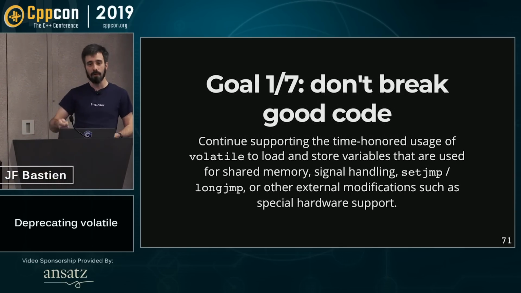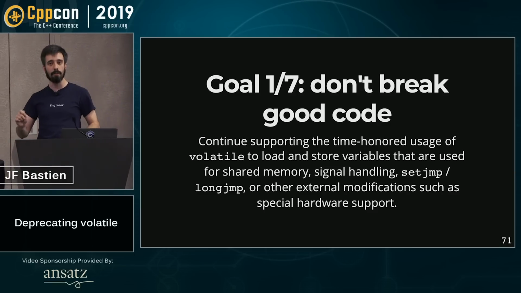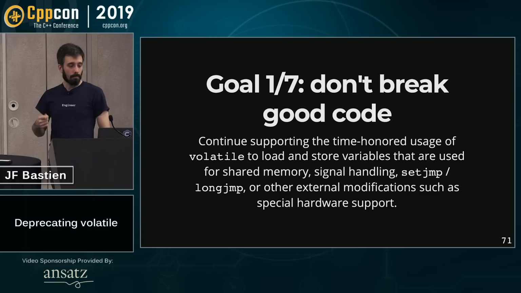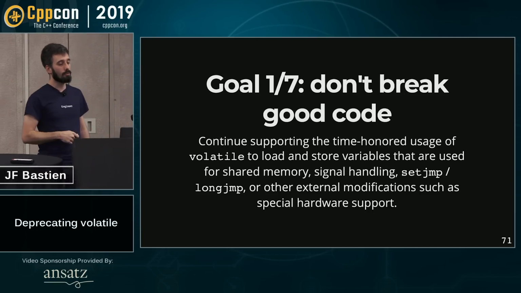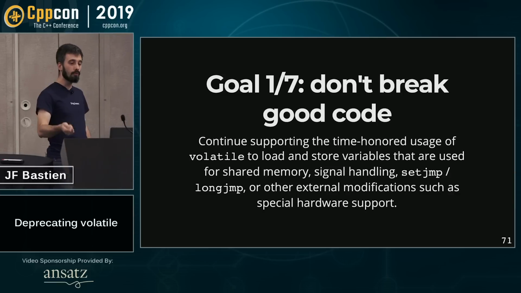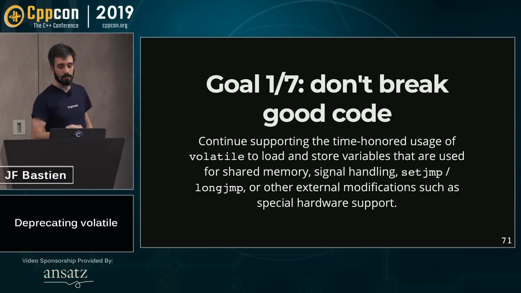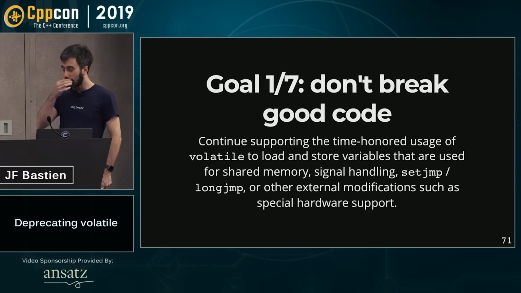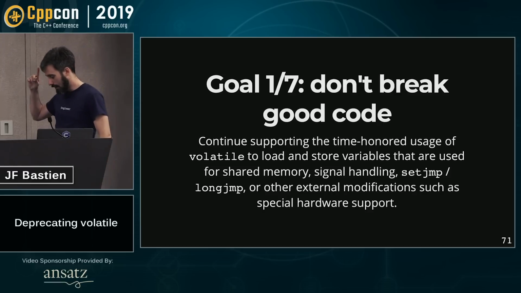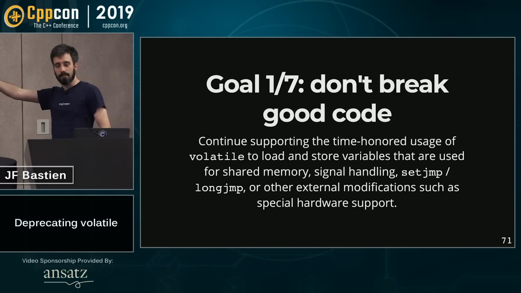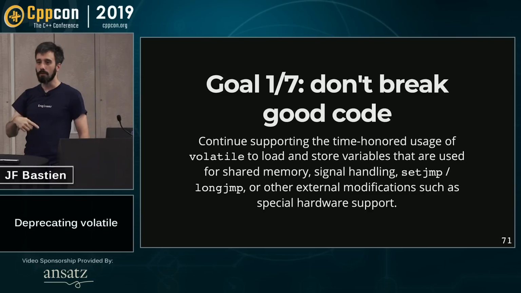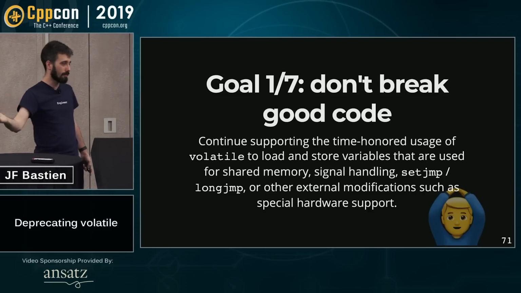But it works, it follows the letter of the law, therefore I'll call it good, right? So my goal was really to continue supporting the time-honored usage of volatile to load and store variables that are used for shared memory, signal handling, setjmp, longjmp, or other external modifications such as special hardware support, right? That was one of my goals, okay? And some of this made it to C++20. Did I succeed in this goal? I would say I have, because I haven't touched any of this stuff, right?